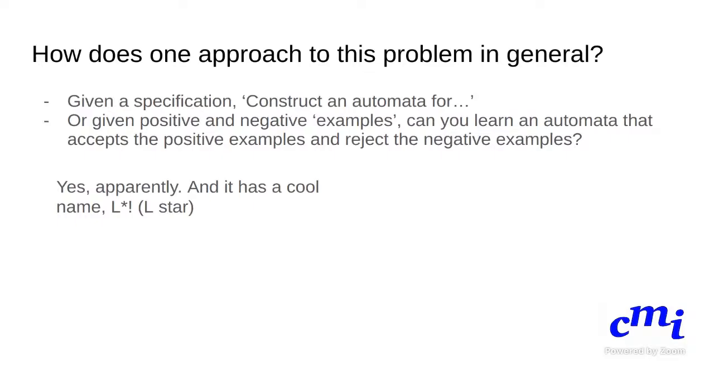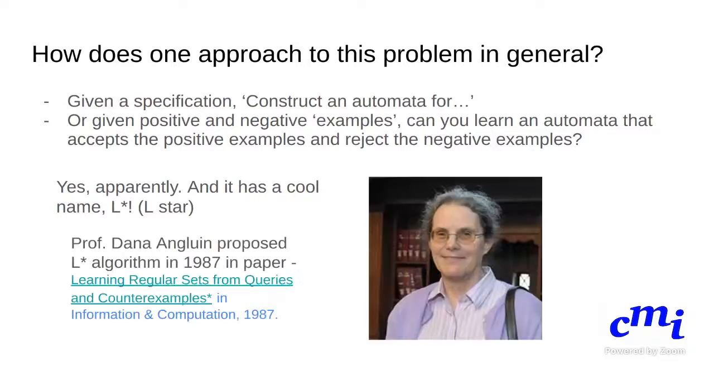Apparently there are a bunch of algorithms now, but one of the first attempts at this problem was made by Professor Dana Angluin, who proposed the L-star algorithm in a paper in 1987.